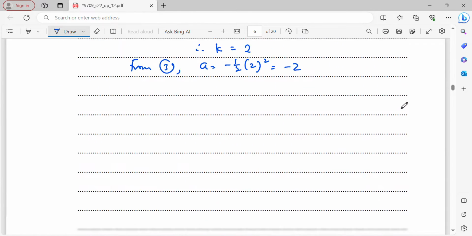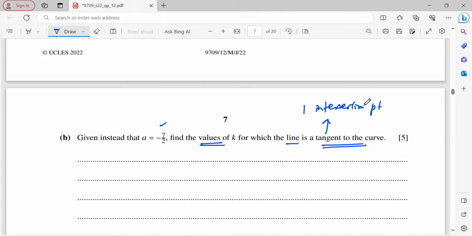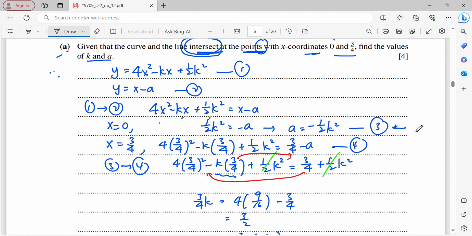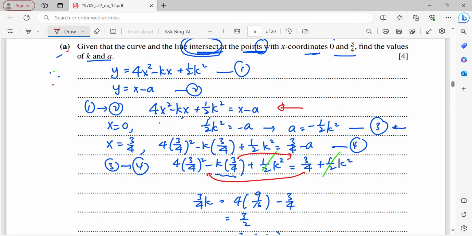Right, so now part B. Given instead that a equals negative 7 over 2, find the values of k, so more than 1 k, for which the line is a tangent to the curve. The tangent means there's only one intersection point. So now I have to solve the simultaneous equations, which means I can refer to this equation, and replace the given a.